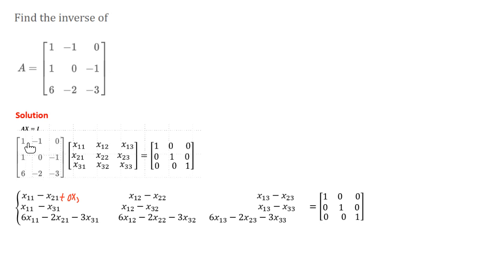I just went ahead and left them out. And then we would go again, 1 times x12 is right here, negative 1 times x22 is right here, and then 0 times the third one is going to be 0. That's why there's nothing here. And then the third row, 1 times x13, and negative 1 times x23, and 0 times x33 is 0. And then we go to the second row, 1 times x11, 0 times x21, there's nothing there. And then negative 1 times x31 is going to be here. And so you just keep going until you're done, right? So you're going to have this system.